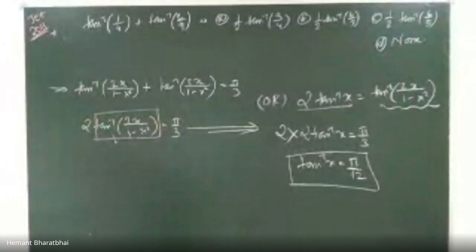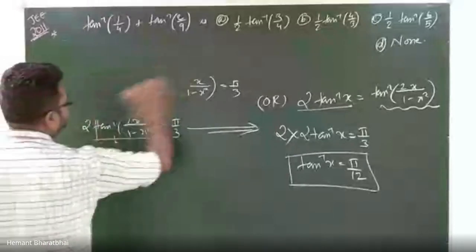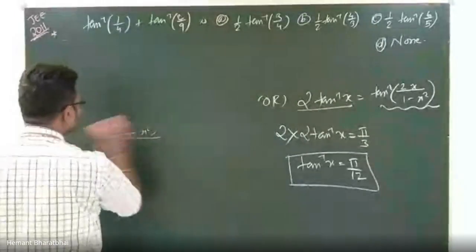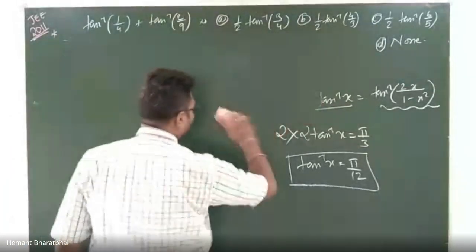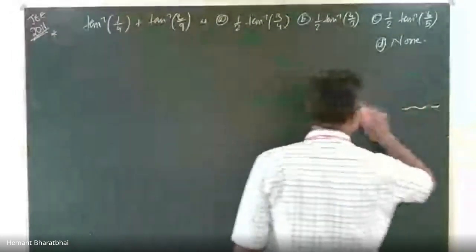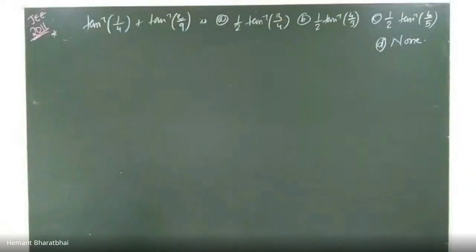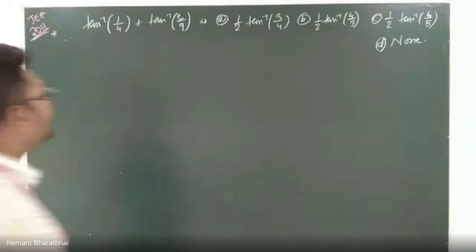At first instant, it will seem very simple to you, but when you investigate the options, you will understand that we are not going to get directly the answer which is given in the option. We'll have to do some adjustment. After that, only we'll be able to get the given option.